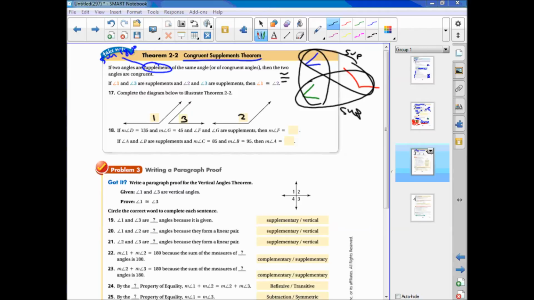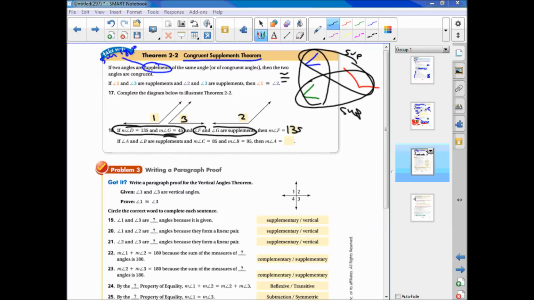And here's an example. So if angle D is 135 and angle G is 45, so these two are supplements. And also F and G are supplements, so two other angles, including one of the ones we know are supplements, then we know that F and D should be the same measure. So the measure of F should be 135.